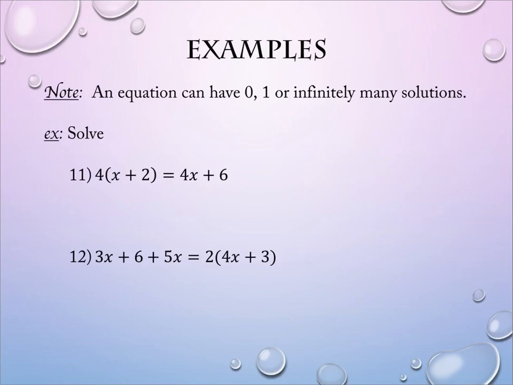So looking at this one, I have 4 times x plus 2 equals 4x plus 6. So what would we do first? Distribute. We can do that. So we'll distribute through here. So I have 4x, what? 4x. Plus 8.